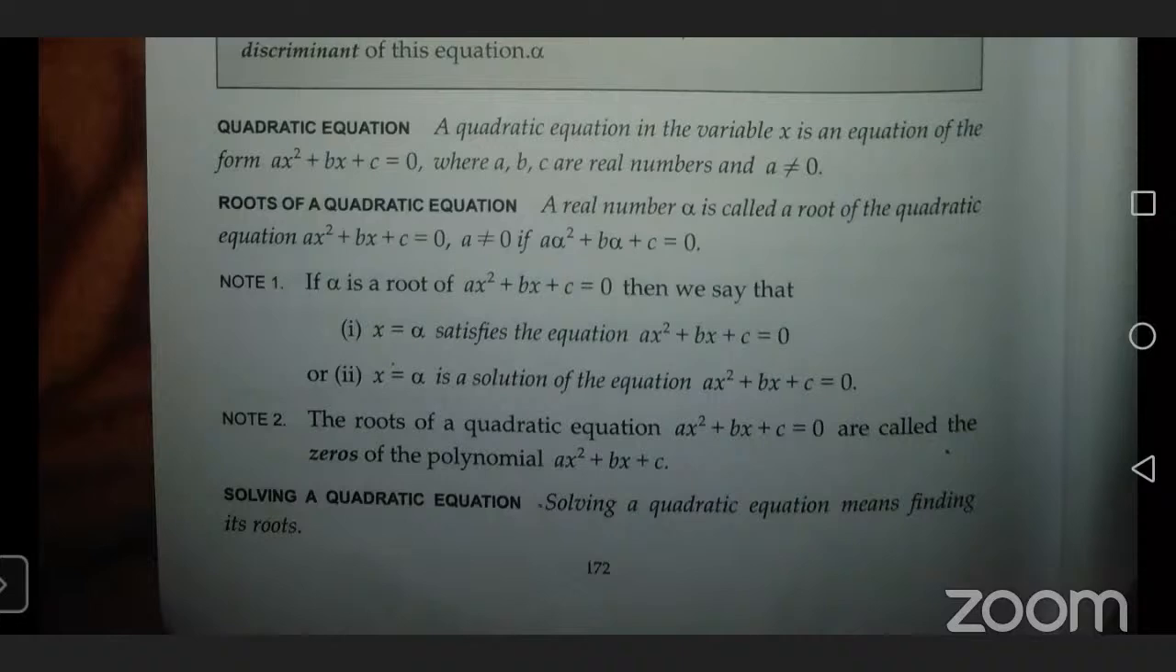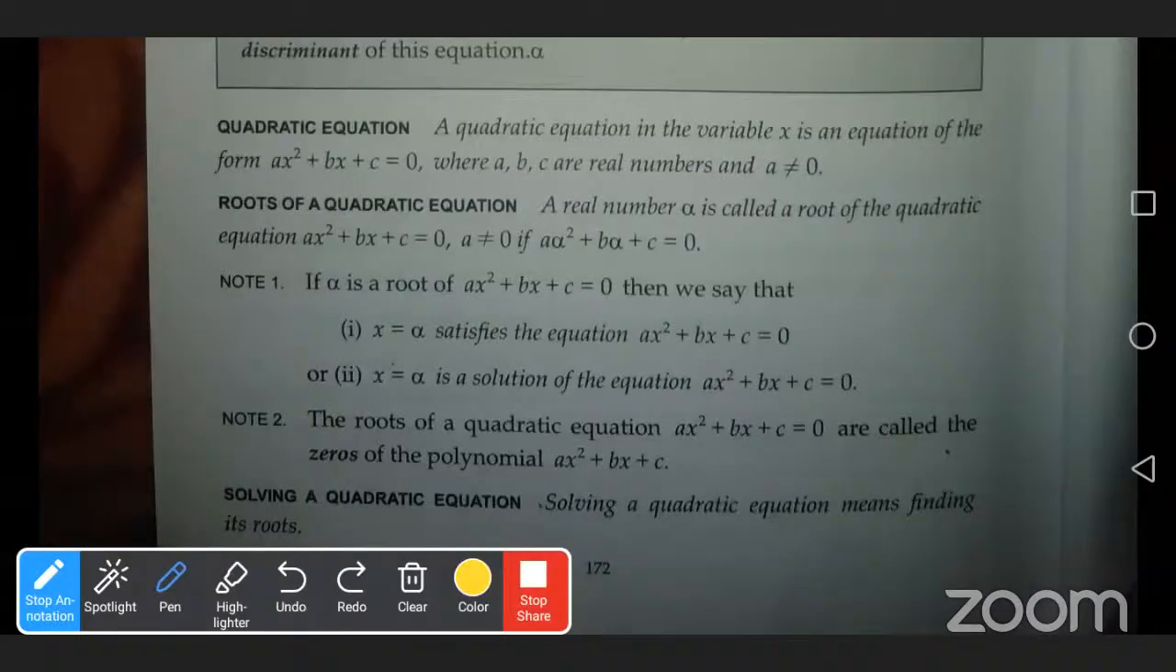So now the next point: the roots of quadratic equation ax square plus bx plus c equals to 0 are called the zeros of the polynomial ax square plus bx plus c. Solving an equation: now how will we solve a quadratic equation? Solving a quadratic equation means finding its roots. When we solve any quadratic equation, generally we find the roots of the equation.